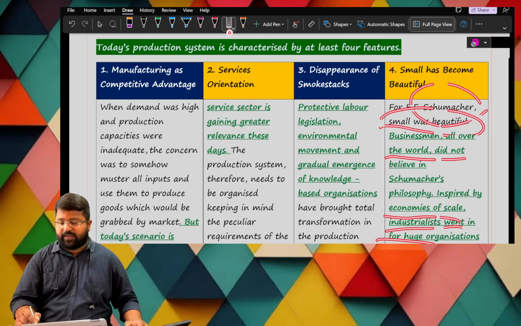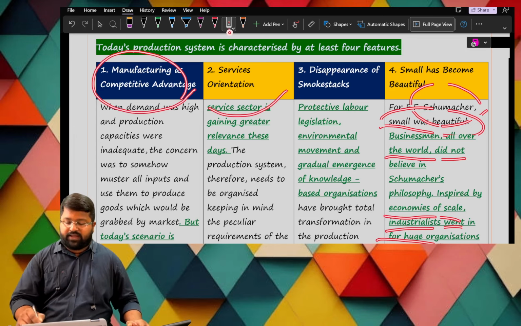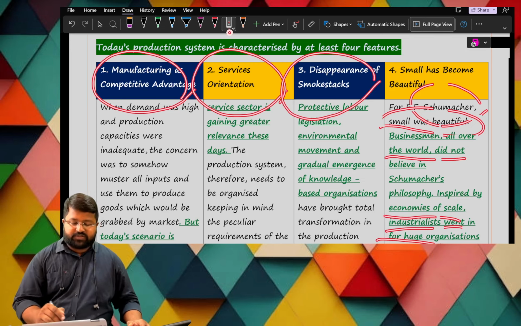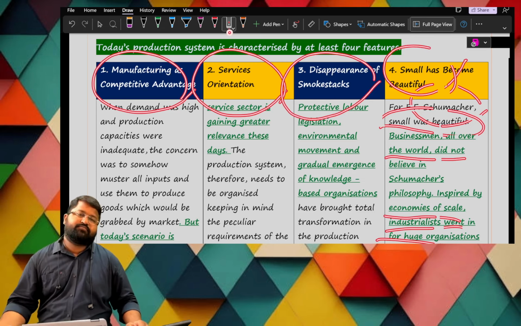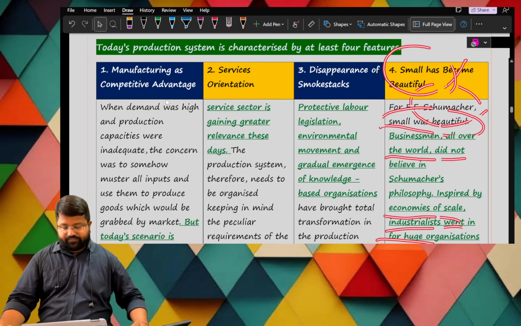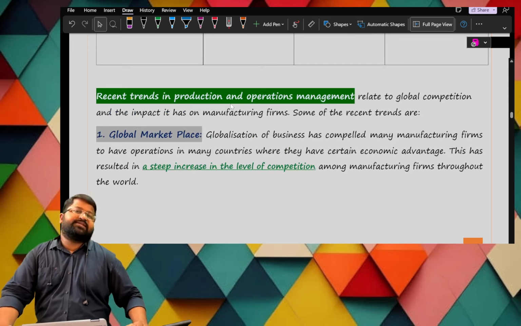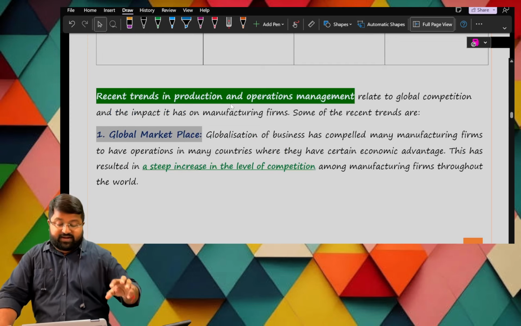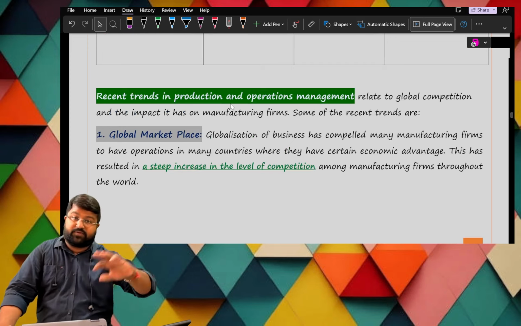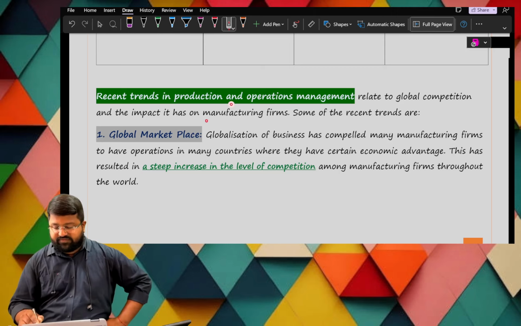First, what is the first one? Manufacturing has a competitive advantage, service orientation, disappearance of smoke stocks, and small has become beautiful. Okay. These are the characteristics. Next, the recent trends. What are the recent trends? So, recent trends in production and operation management. We are discussing both parts. What is the first one?